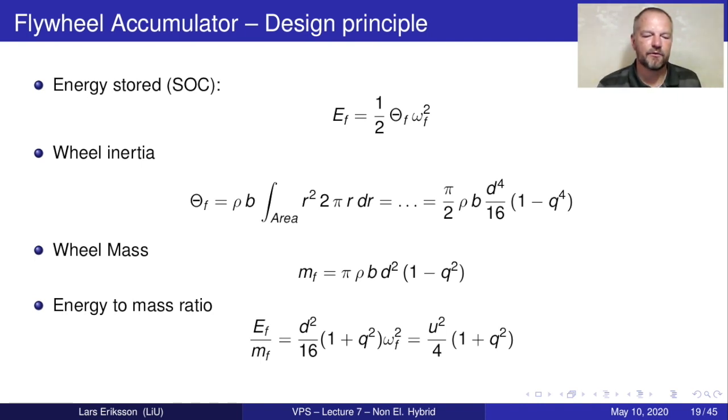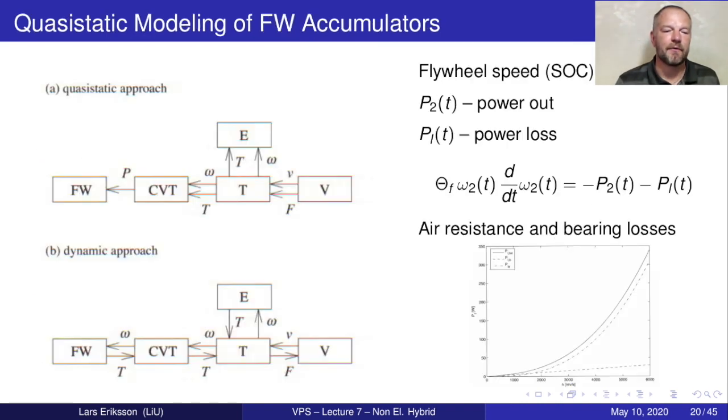And the energy is also proportional to the rotational speed. And the rotational speed can thus become very high to store a lot of energy. When we come to the modeling of the system, quasi-static modeling, where the driving machine gives the force and the velocity, and that is transmitted to the torque split, where we are determining how much we should take from the CVT or from the engine.